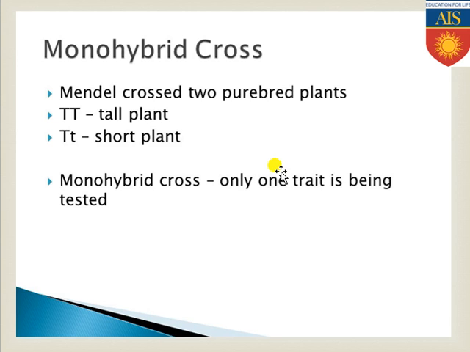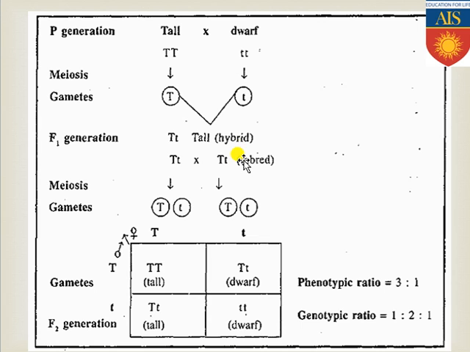Now we are going inside the mechanism of the cross. In the cross, first of all, the individuals we have taken, within whom the cross has been performed, belong to the P generation, P for parental generation. In the parental generation, we have taken two plants. One is capital T capital T, pure tall. Another is small t small t, pure dwarf. When these two parents form gametes by the process of meiosis, they can form only one type of gamete each: capital T individuals produce only capital T gametes, and small t individuals produce only small t gametes.